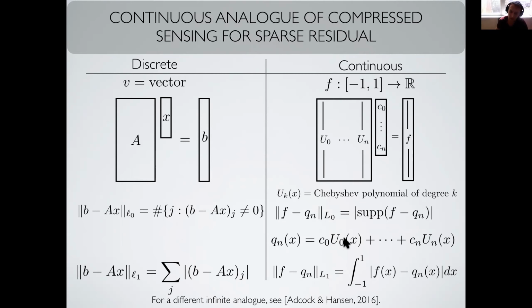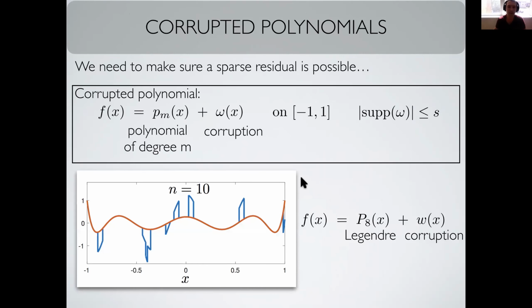Okay, so there are actually many infinite analogs. This is just one, which we call a continuous analog. So, to understand smooth plus corruption, I'm going to make the problem a little bit easier. Instead of g being any continuous function, I'm going to restrict myself initially to g being polynomials of degree at most n.